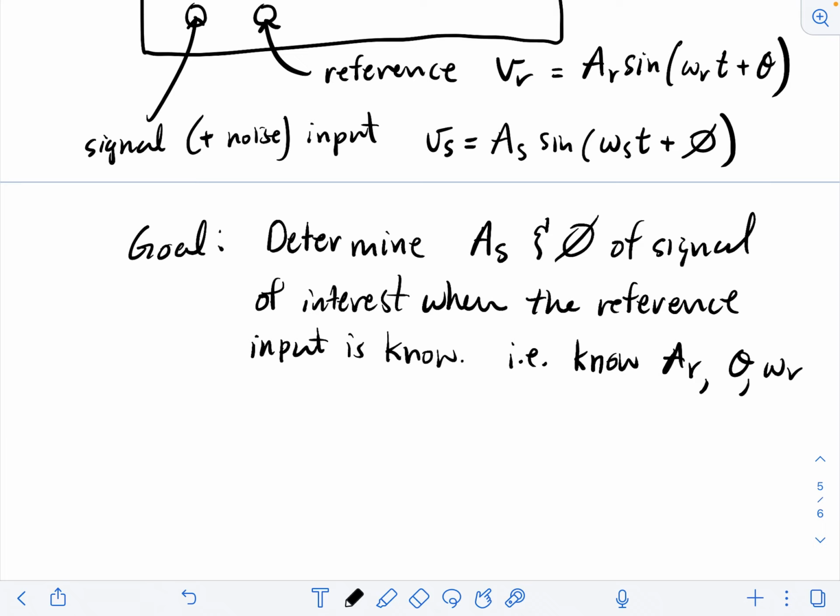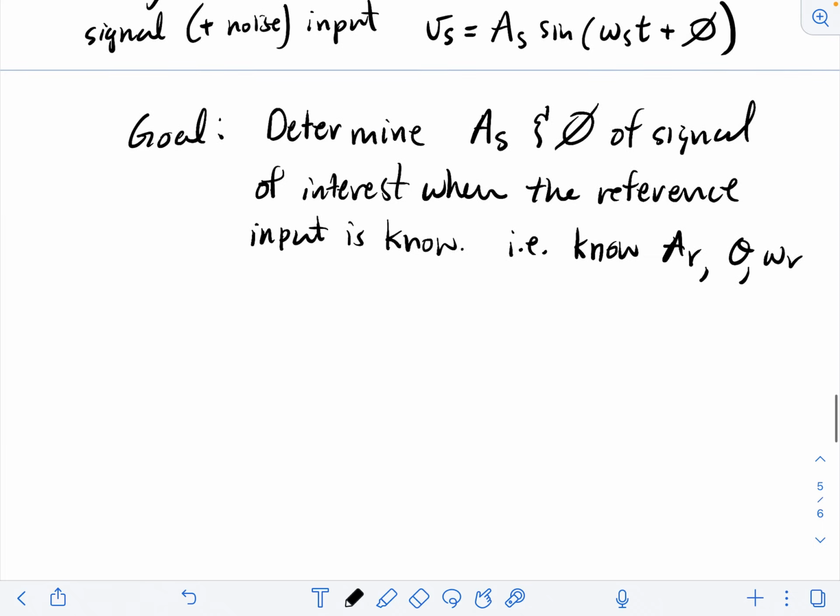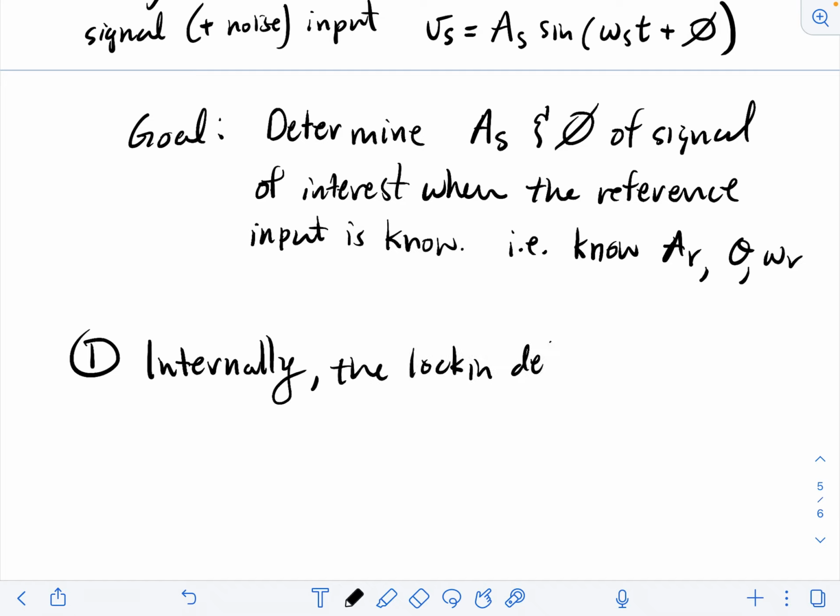So how is this done? How does the lock-in achieve this goal? There are a few steps. The first step is to multiply the reference and input signals together. Internally, the lock-in detector multiplies the two signals.